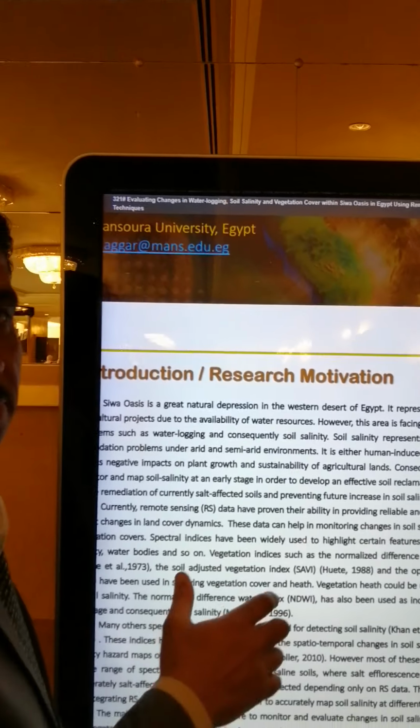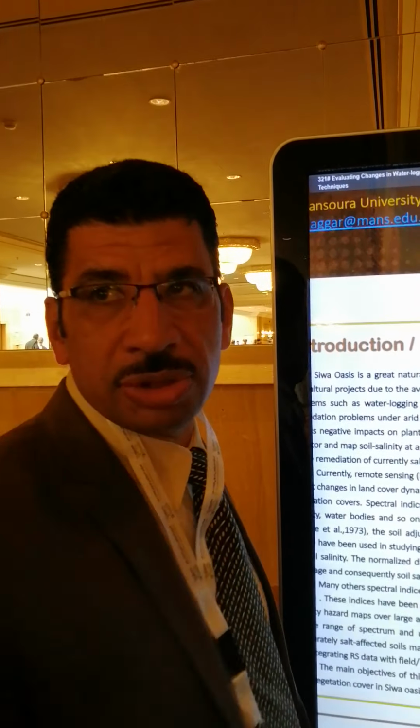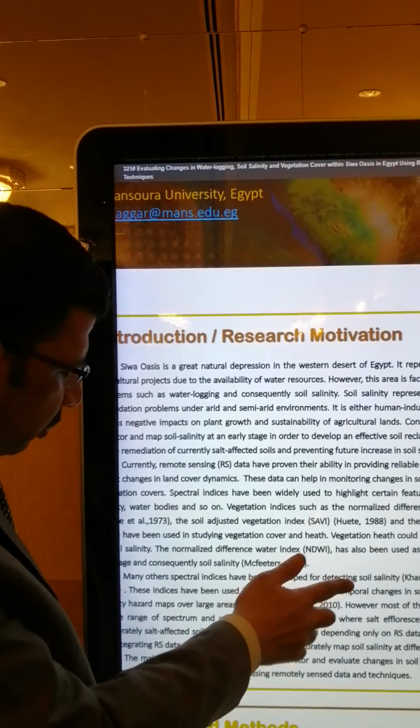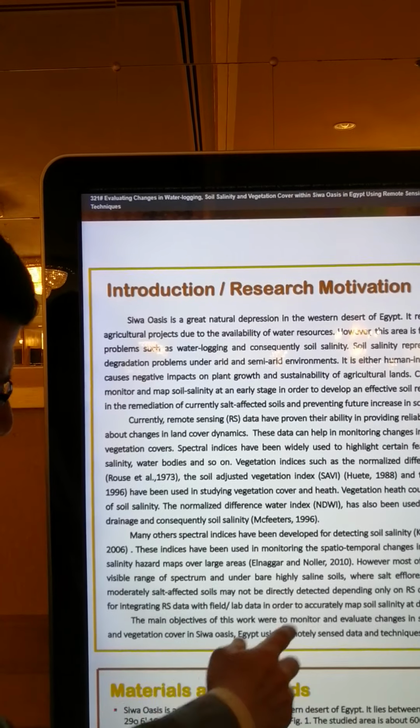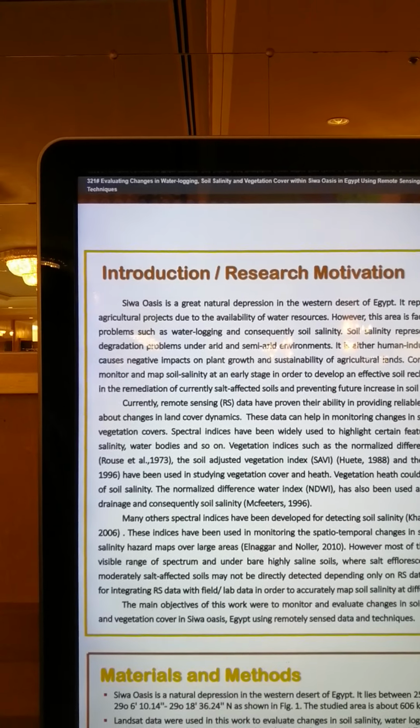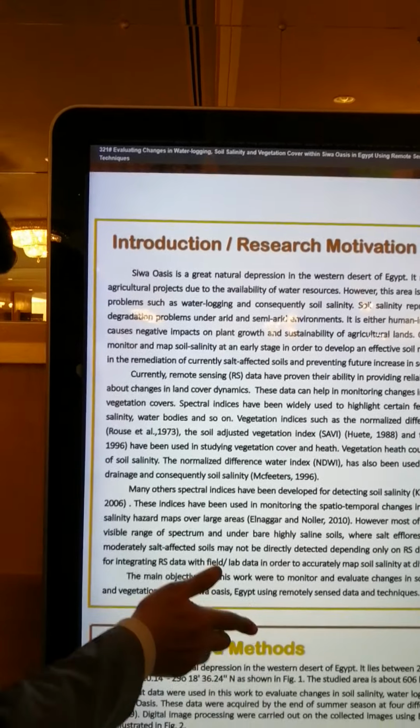Land degradation problems such as waterlogging and consequently soil salinity. Therefore, the main objective of this work is to evaluate changes in waterlogging, soil salinity, and vegetation cover using remote sensing data.